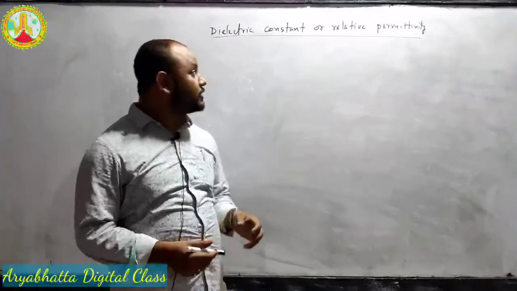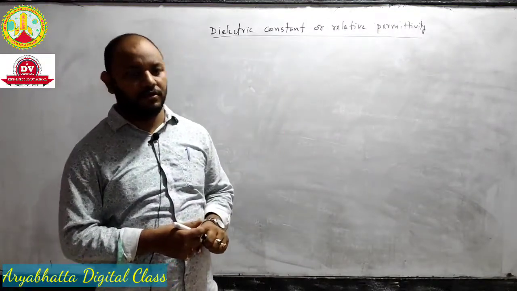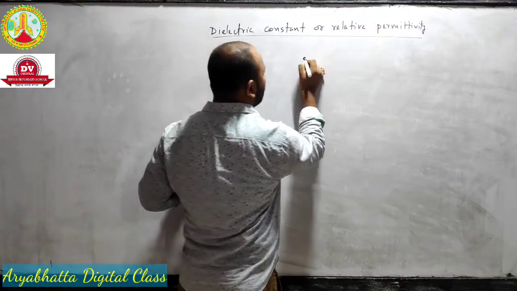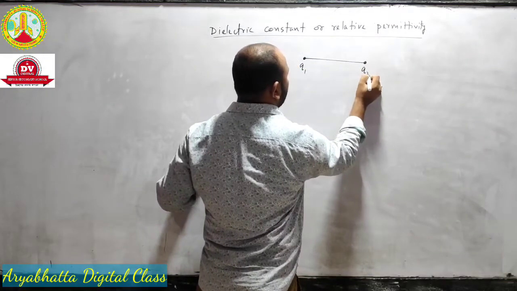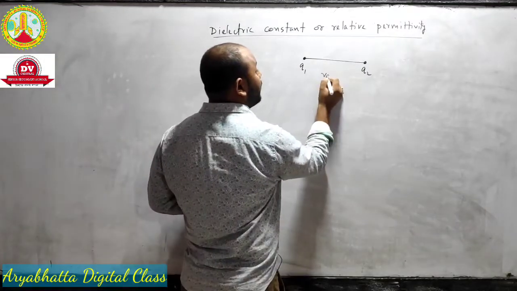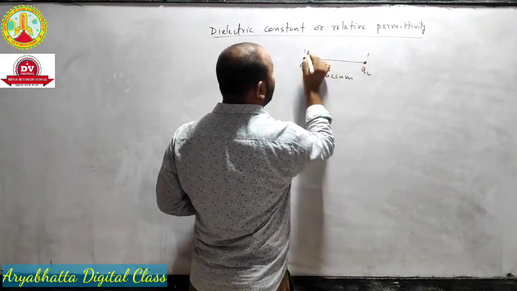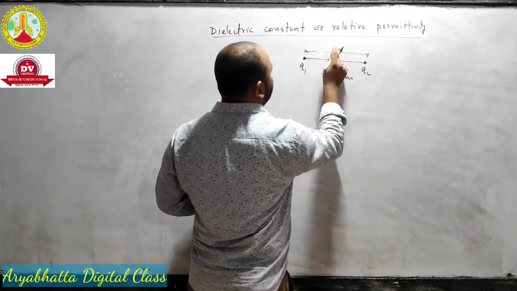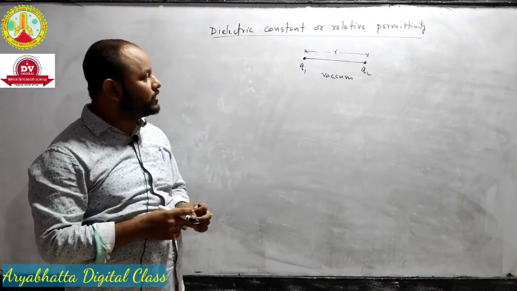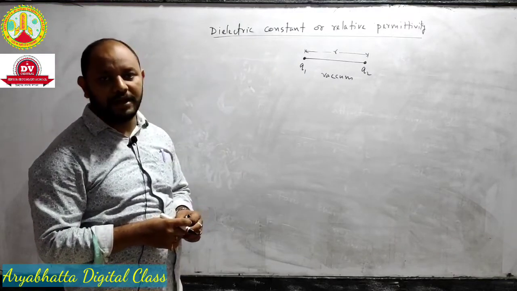So my dear students, in this class we have discussed dielectric constant or relative permittivity. For this, consider two point charges Q1 and Q2. We have considered two point charges in vacuum, and they are separated by a distance r.